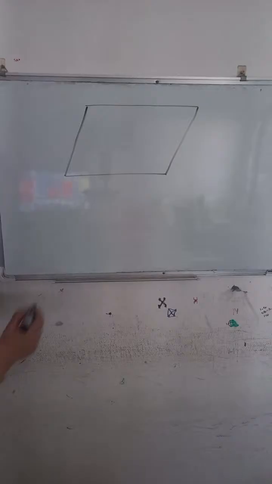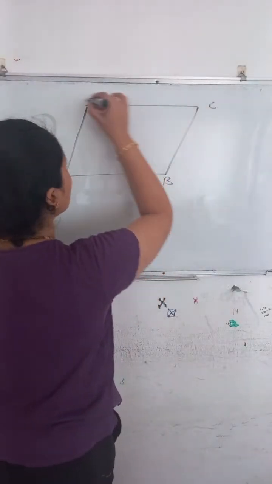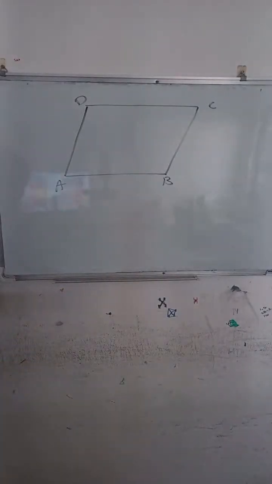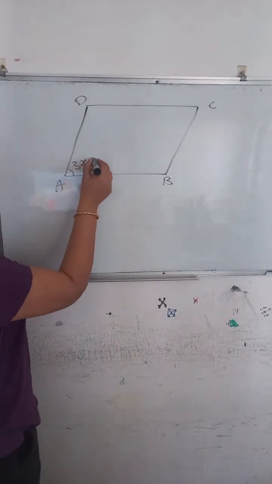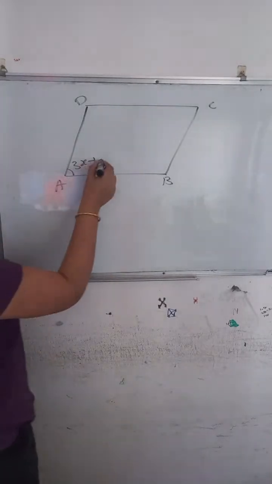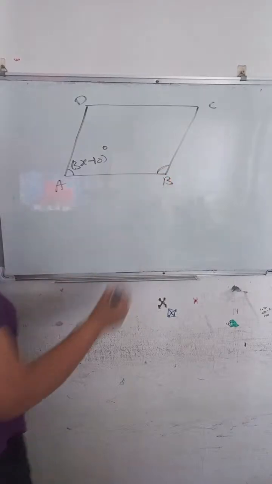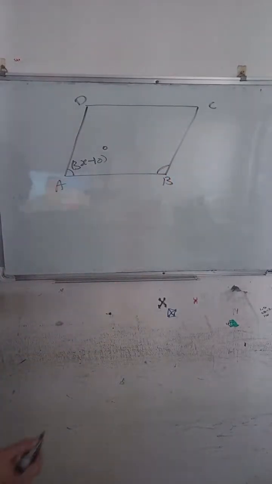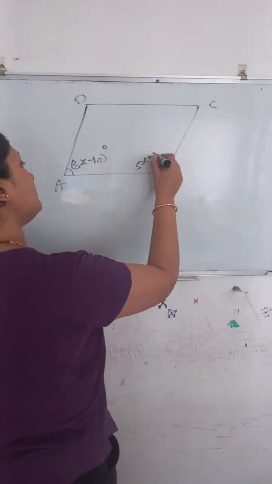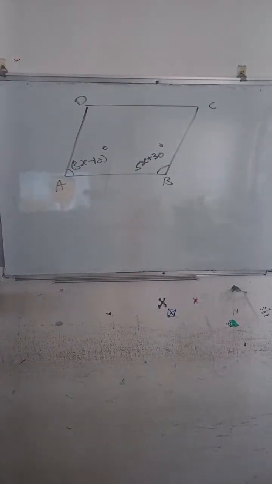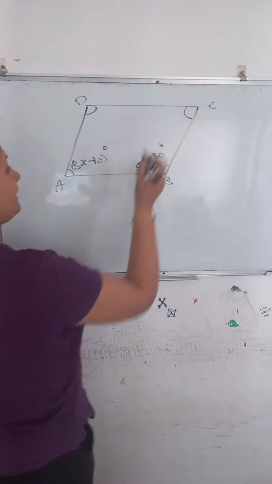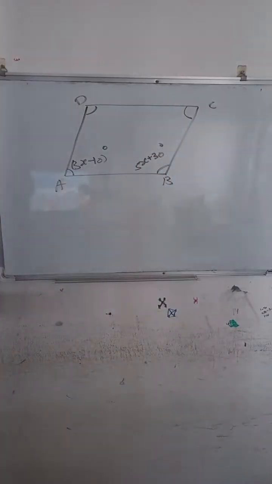So this is the figure A, B, C and D, and here the value of angle A is given, that is 3x minus 10 degrees, and angle B is also given, 5x plus 30 degrees. Can you follow up to here? Now they are asking us to find out all the angles. So how to find out the angles?